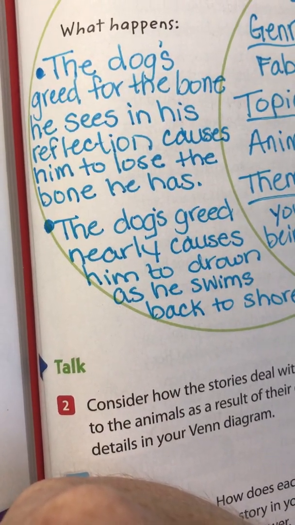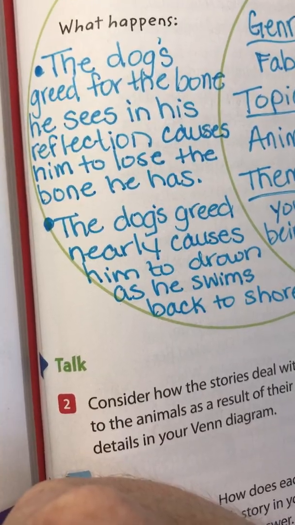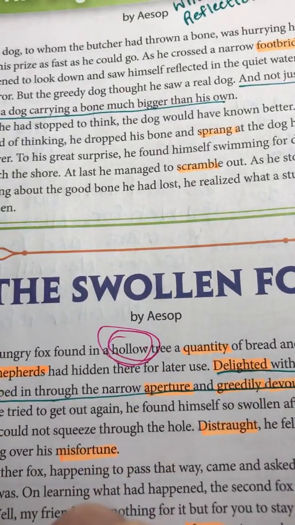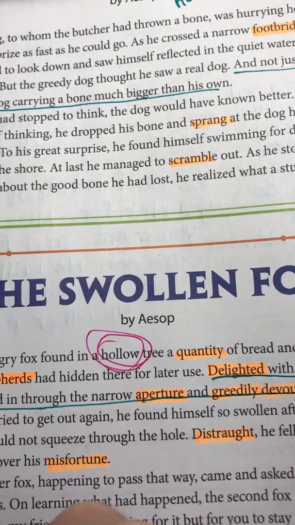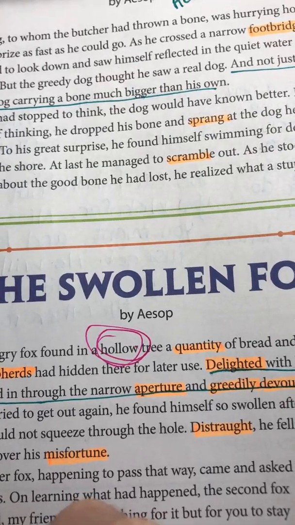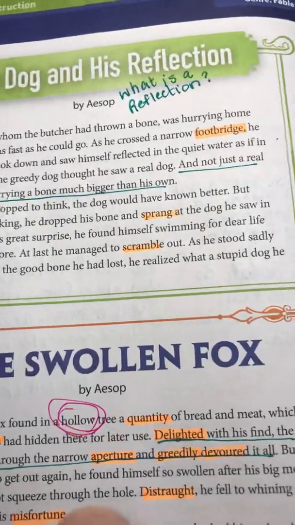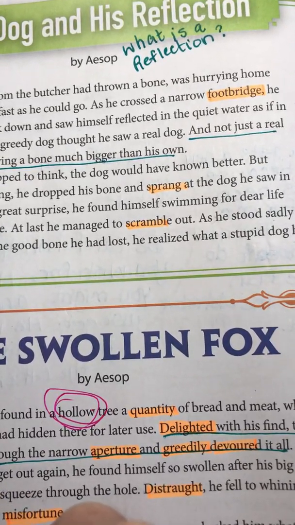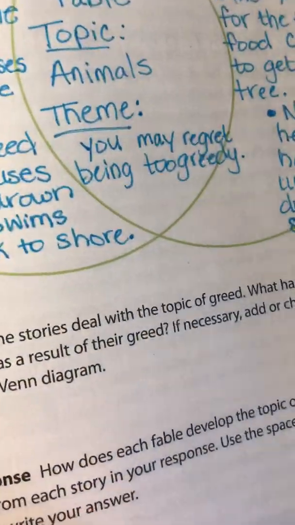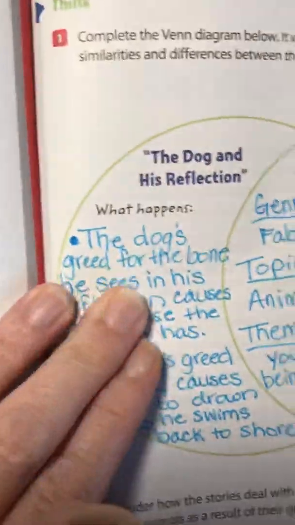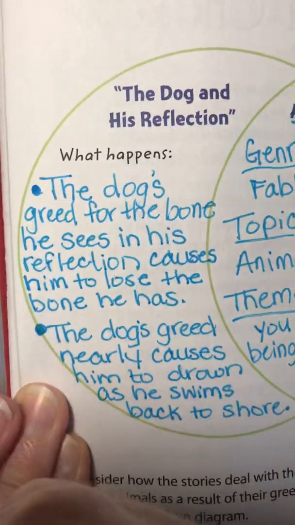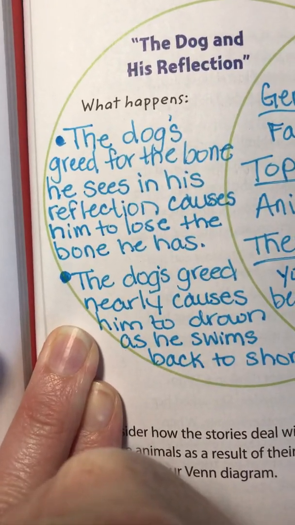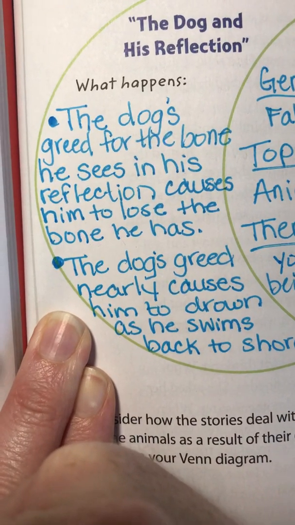So first I need to think about how the character's actions are greedy. So in the dog and his reflection, in the story, the dog has a bone, then he crosses a footbridge and thinks he sees a bigger bone in the water below him. He jumps into the water to get that bone, which isn't really there, and he loses the bone he has in the process. I'm going to summarize this beneath the correct title on the Venn diagram. Here's the dog and his reflection, and there I have already pre-written in our thoughts.